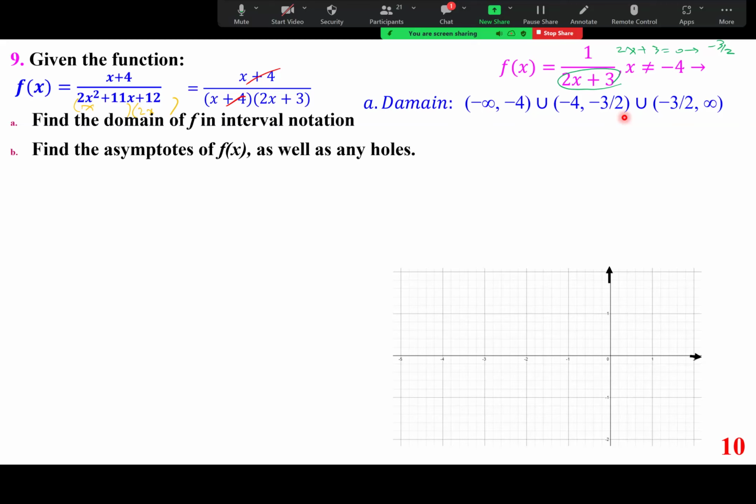Find the asymptotes of f of x as well as any holes. First, I want to discuss the holes in a rational function. In the case of a rational function, there is a hole if you can find a common factor from the top and the bottom, because you can drop the common factor, but you cannot drop the fact that x can't be the other one that becomes 0. So x can't be negative 4. So at x equals minus 4, for this function creates a hole.